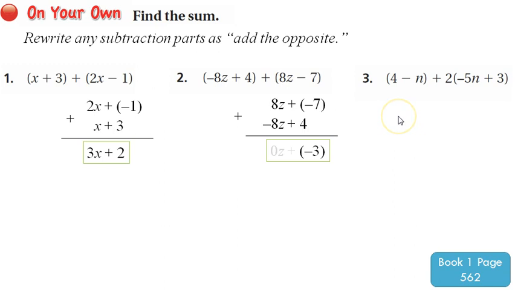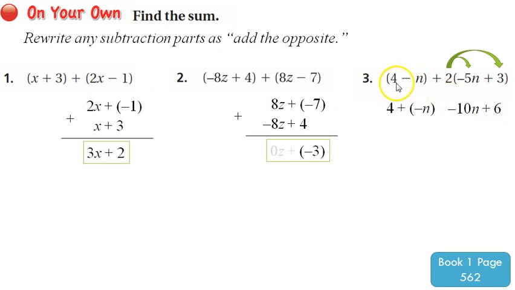And finally, question 3 does require some distributive property. That'll be the first step before we rewrite any parts as add the opposite. So we have to distribute this 2 and multiply it to this negative 5n, as well as multiply the 2 to this plus 3. We get, as a result, negative 10n plus 6.